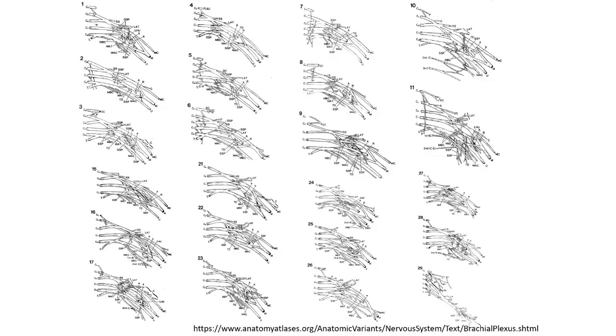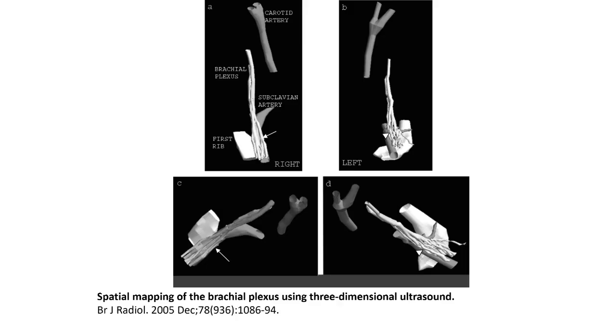Right to left asymmetry is also what we found when we did spatial mapping of the brachial plexus using 3D ultrasound in Cambridge. In the same subject, you can see how different the right and the left side of the brachial plexus is.